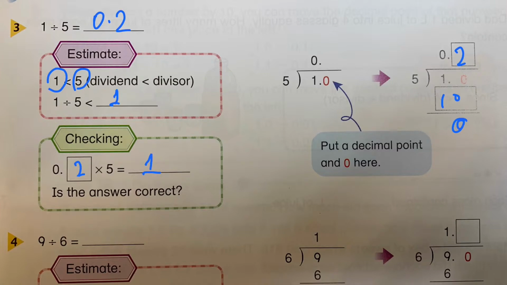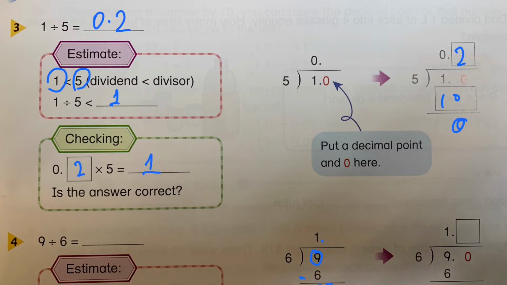And the last example, 9 divided by 6. So 9 is bigger than 6, and the answer must be bigger than 1. If we divide 9 by 6, inside 9 there is 1 six. When we subtract, 3 remains. Inside 3 there is no 6. We put 0 here, the decimal point here, and we add 0 here.